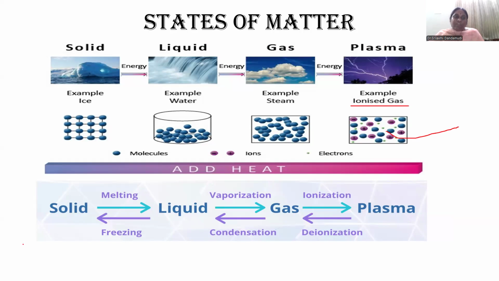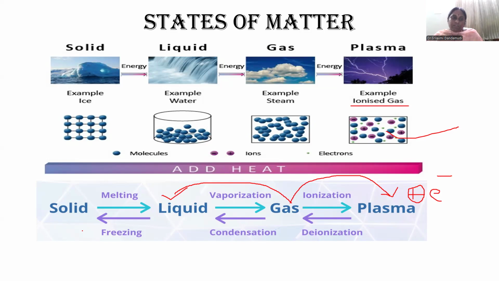When we apply heat, solids are converted to liquids. When we apply more heat, liquids are converted to the gaseous state. If you supply still more heat, the gaseous molecules are converted into ions, which is the plasma state. An ion is a positively charged or negatively charged species. Ions are positive charges, negative charges, or electrons.